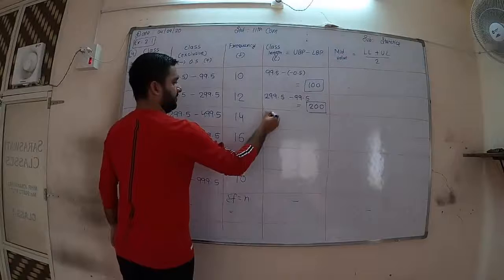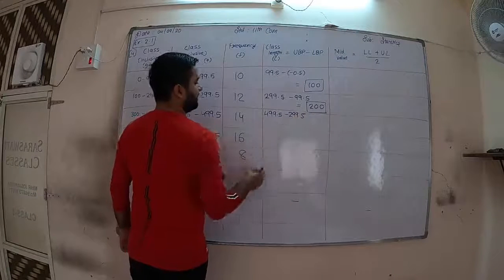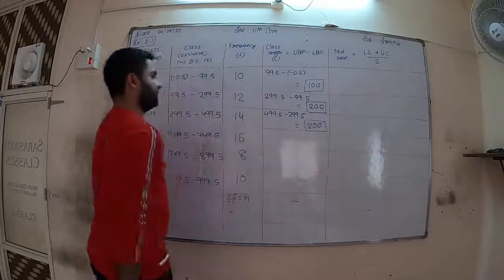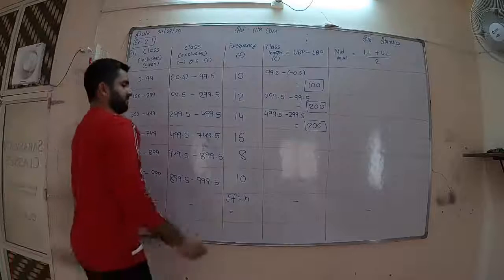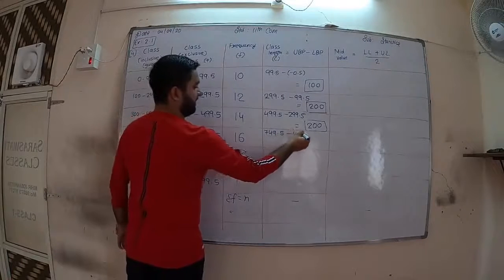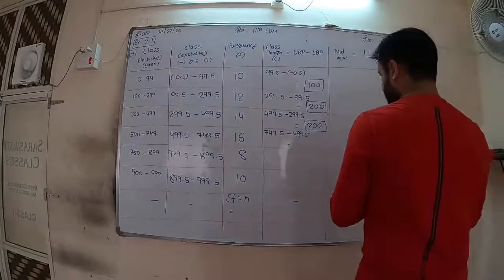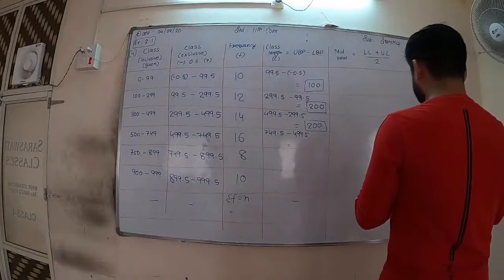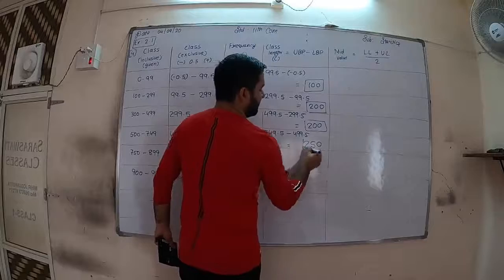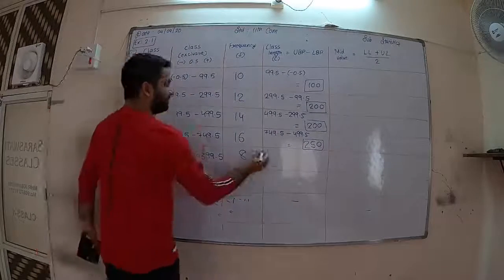Then 499.5 minus 299.5, which will be 200 again. Next, 749.5 minus 499.5, this I should check, otherwise I will make a mistake again. 749.5 minus 499.5 is 250. Wherever you require, now you are in 11th standard, please use the calculator. There is not a problem.